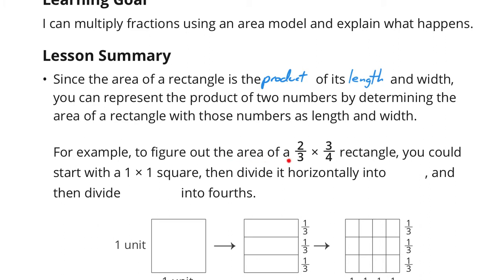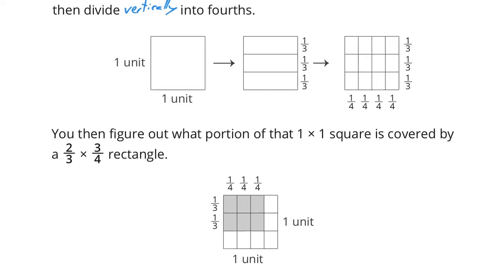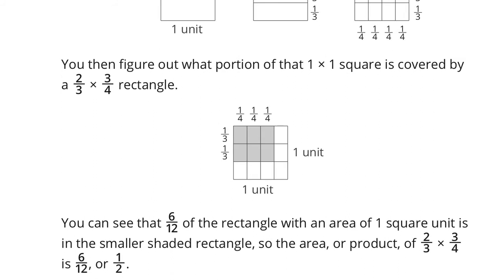So, to figure out the area of a 2/3 by 3/4 rectangle, you could start with a 1 by 1 square, then divide it horizontally into thirds, and then divide vertically into fourths, like they've done right here. You then figure out what portion of that 1 by 1 square is covered by a 2/3 by 3/4 rectangle, and you can see the length here is 3/4 of whatever unit you're doing. And this length here is 2/3.